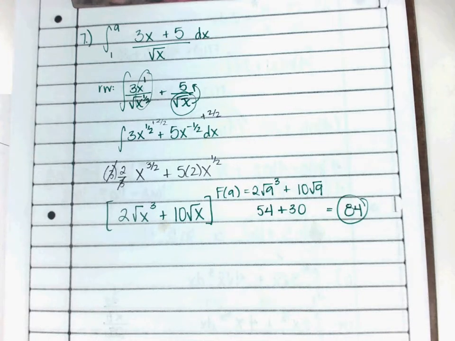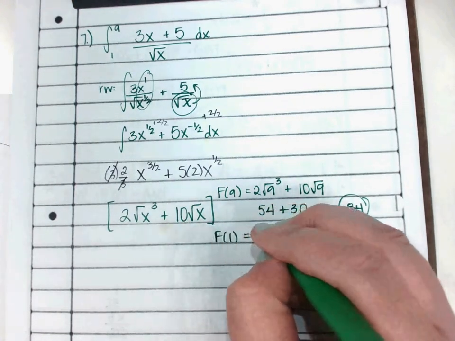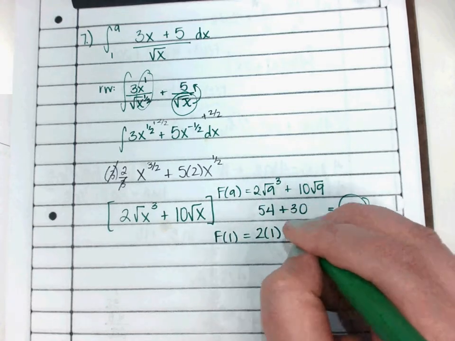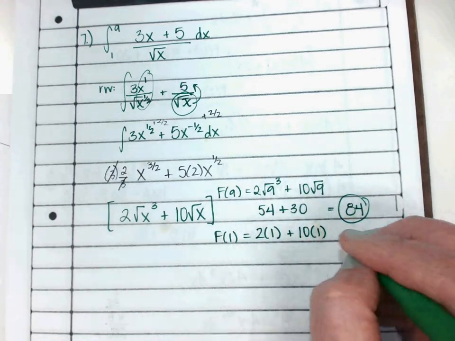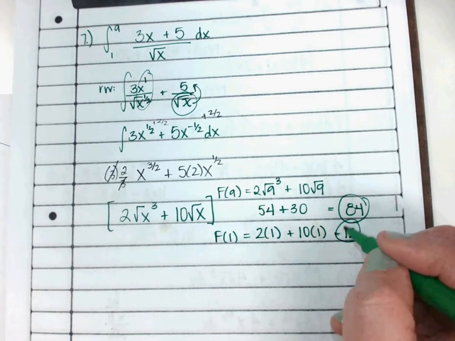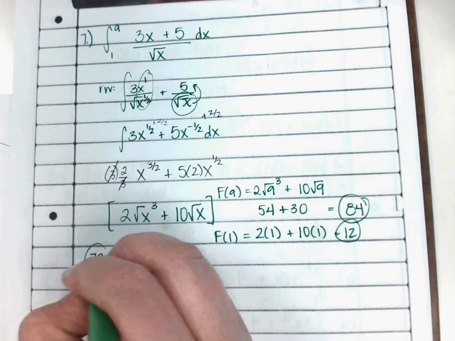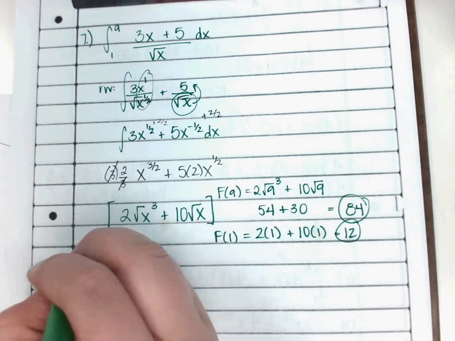Okay, then the bottom, what am I plugging in? Just a 1. 2 times 1, nobody cares. 10 times 1, nobody cares. Gives me 12. Then what do I do? Minus, so 84 minus 12 is 72. That would be your final answer.